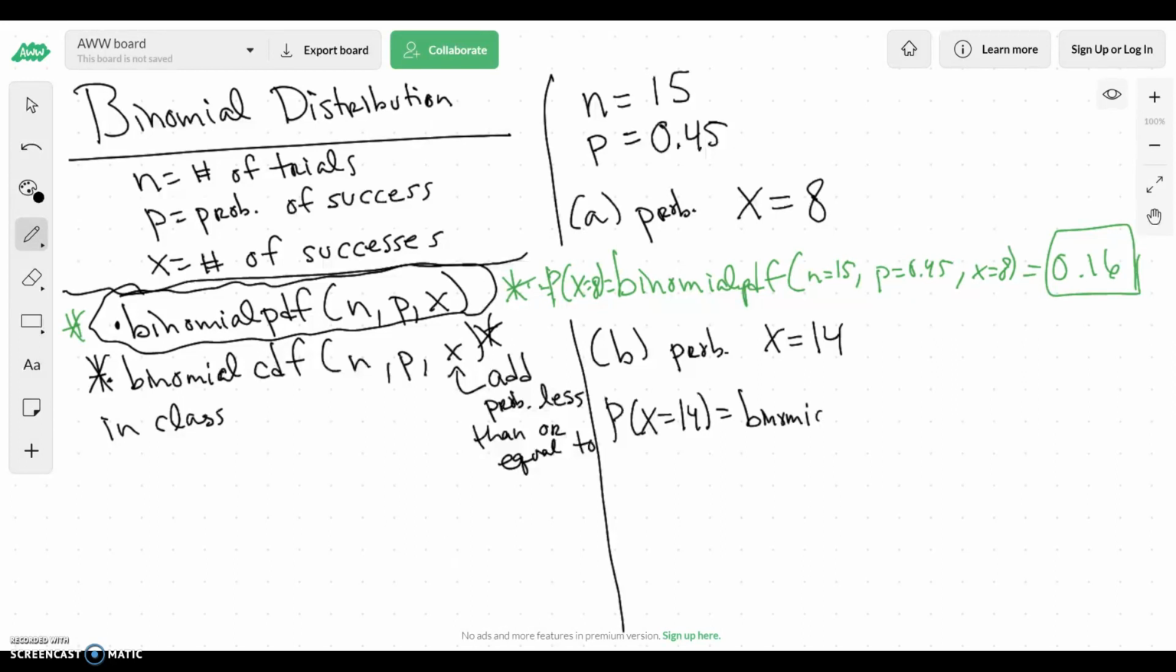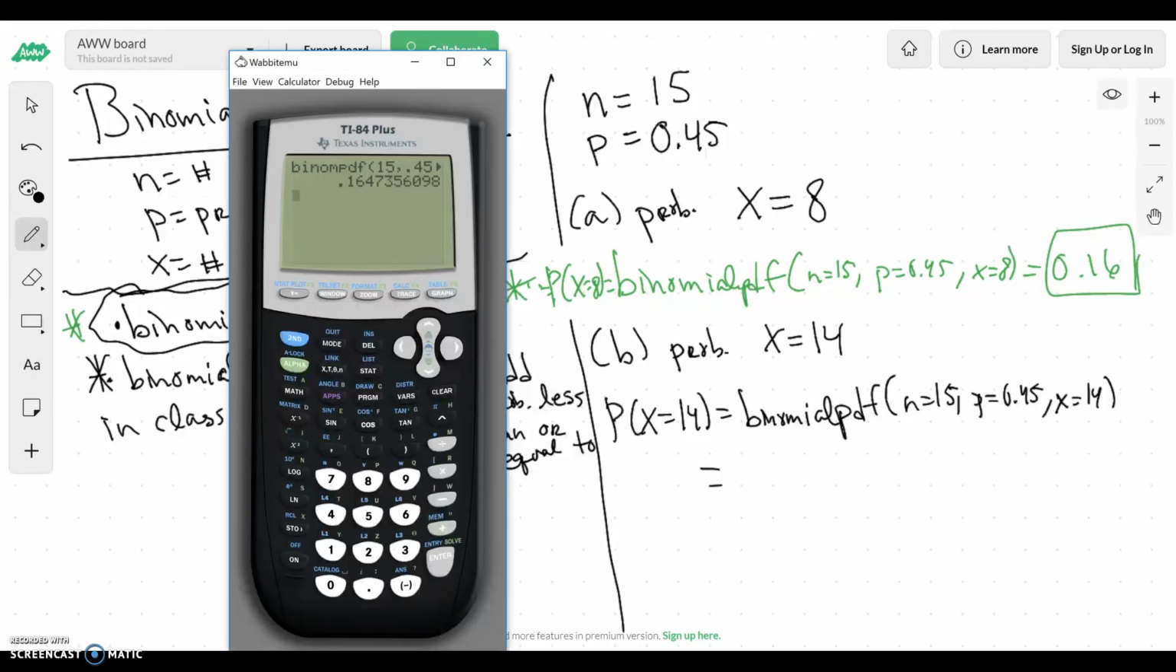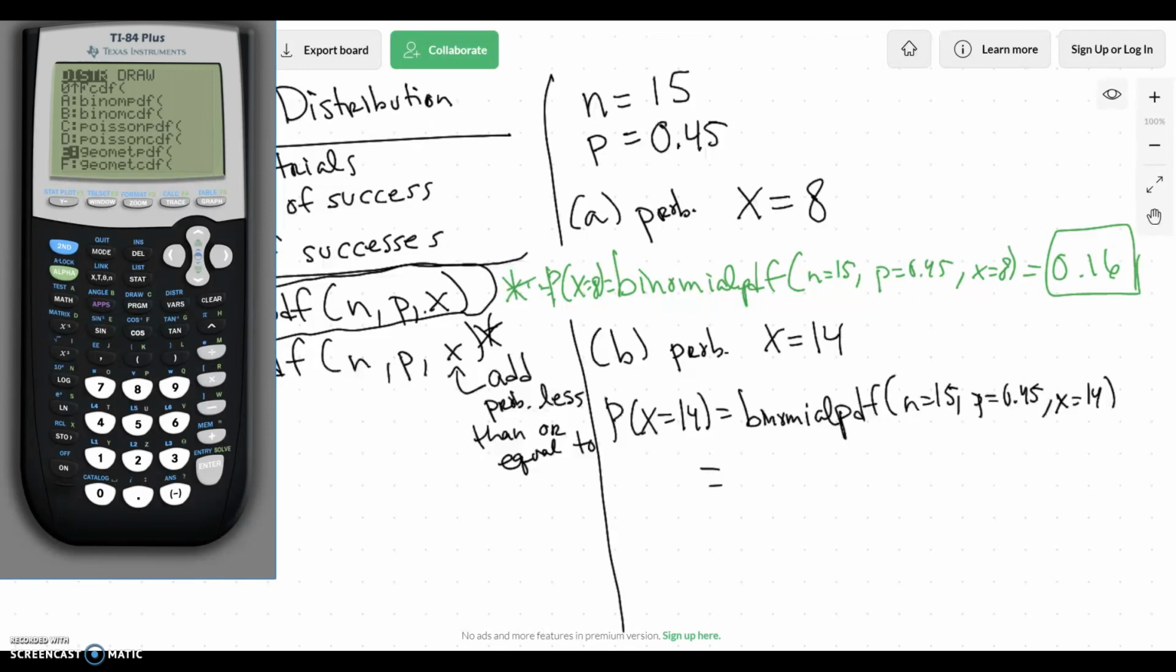Binomial PDF. N hasn't changed, it's still 15. P hasn't changed either, it's just 0.45. X is just equal to 14 in this case. So nothing has changed. The only thing that I'm doing is changing the value of X. So I'm going to do the same thing. Second vars. Go all the way down to binomial PDF. Number of trials is still 15. This is still 0.45. Now my X value, however, is going to change to a 14. Okay, press enter, and this is what you get.